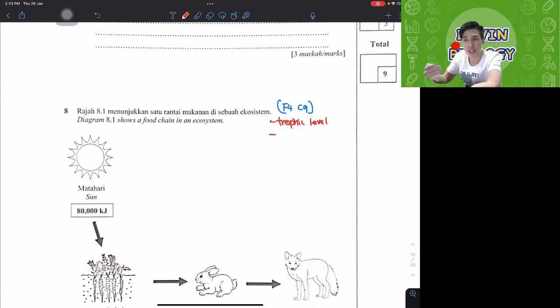You can also look at the relationship between biotic components: parasitism, commensalism, and the other one, mutualism. This one also focus a bit.